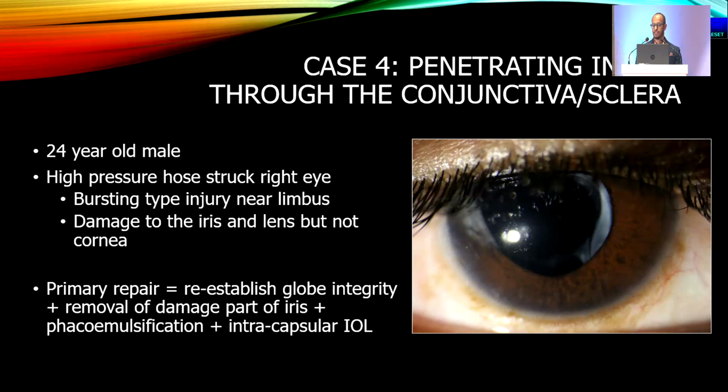Case number 4 is once again a penetrating eye injury. This time it was not through the cornea. A high-pressure hose struck the patient in the eye. It's a bursting type injury near the limbus. It damaged the iris and lens as well, but not the cornea directly. So the primary repair was to re-establish globe integrity and also removal of the damaged part of the iris, phacoemulsification, and an IOL as well.